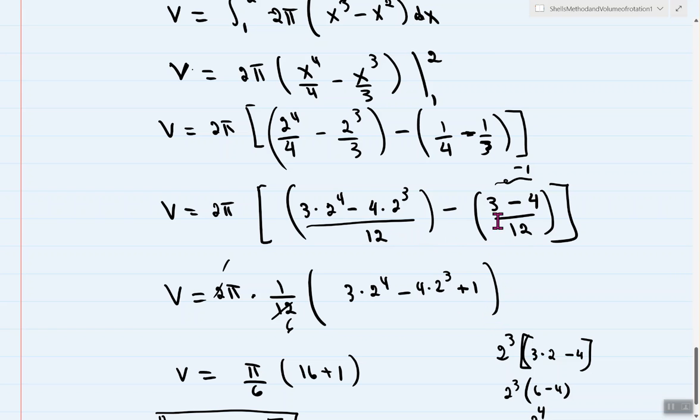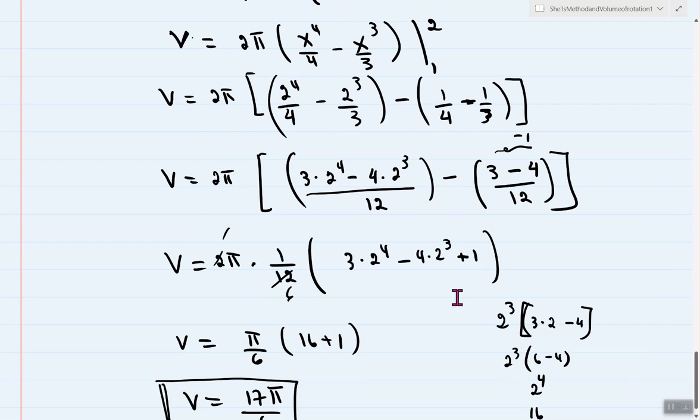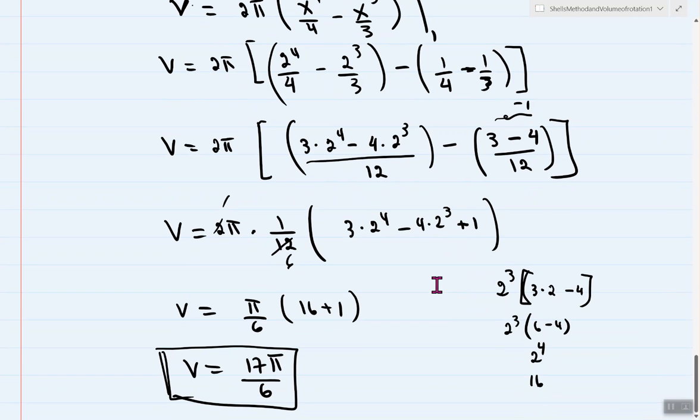So we have 1 over 12 and then 1 over 12, so I factor out 1 over 12, and then I have the numerator, which is 3 times 2 to the 4th minus 4 times 2 to the 3rd, and then this 3 minus 4 is negative 1. Because of this minus sign, it becomes positive 1. So here, this gives us 16, then plus 1, so you get 17, and then multiplying by 2 pi over 12, you get 17 pi over 6, and then you're done. Okay, thank you very much.